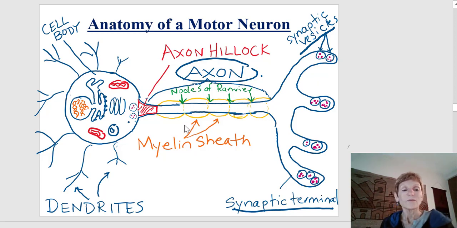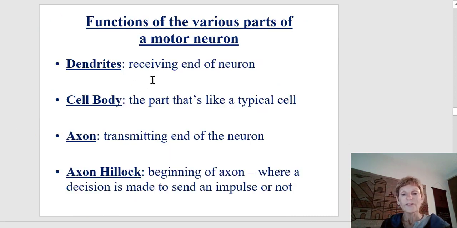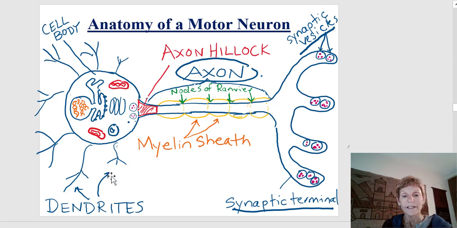Okay, so I actually typed out the different parts of the anatomy and described very briefly what they are. So let's go through them and we'll come back. So first of all, the dendrites. That's the receiving end of the neuron, those little fibers that extend out of the cell body, which is like a typical cell. So there's the dendrites, there's the cell body.